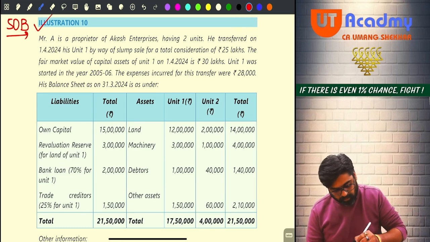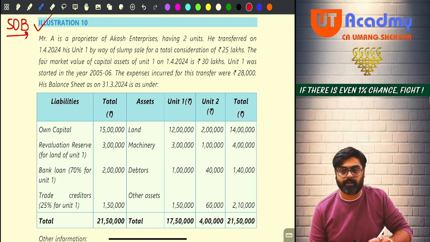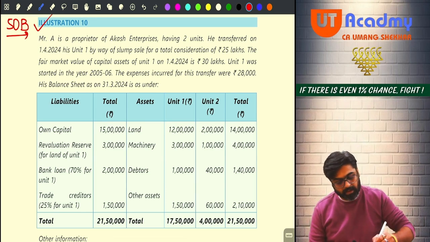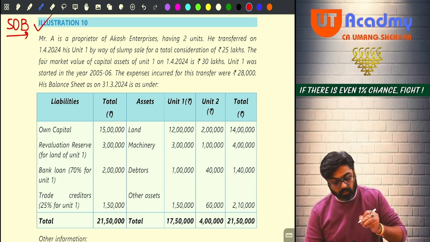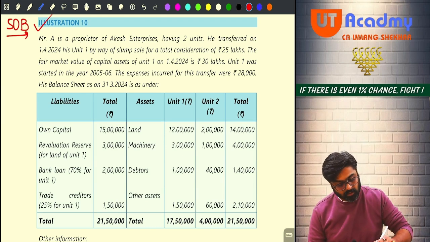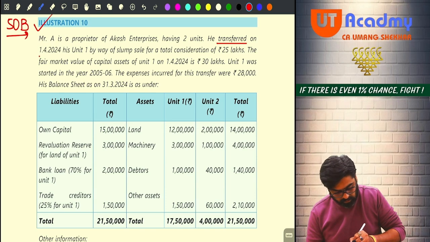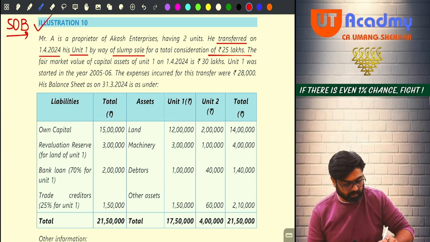Mr. A is a proprietor of Akash Enterprises, having two units. He transferred on 1st April 2024 his unit 1 by way of slump sale for a total consideration of 25 lakhs. So, has he transferred both the units or unit 1 only? Unit 1, on 1st April 2024, by way of slump sale. And the total consideration was 25 lakhs.